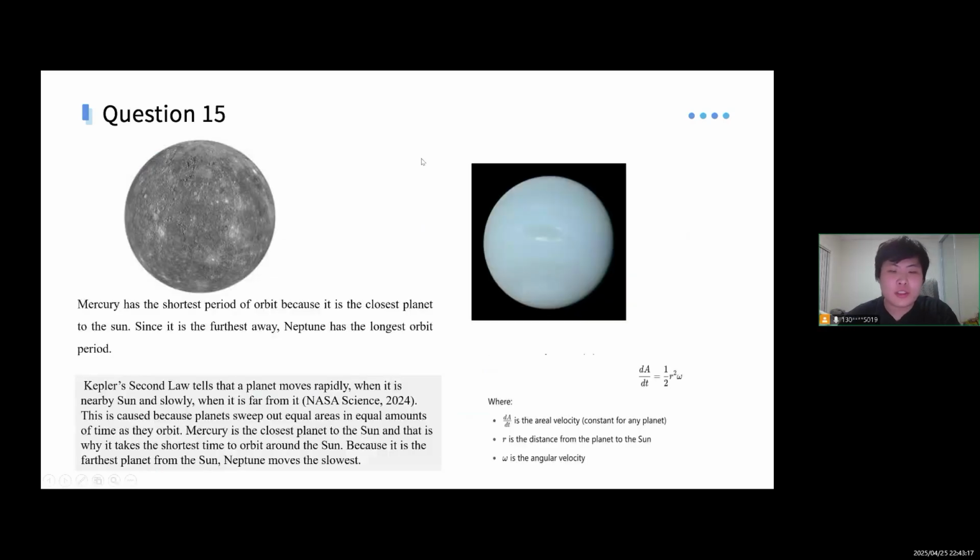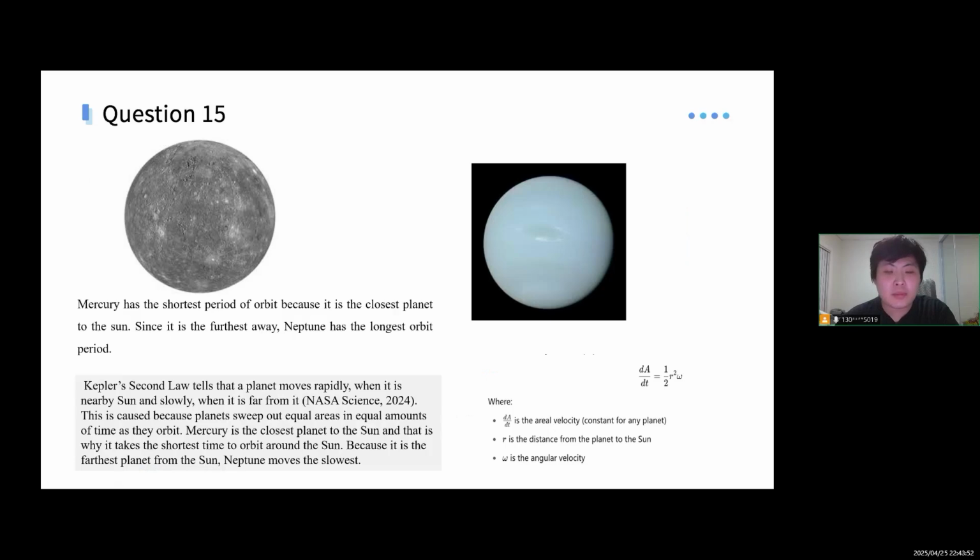This value was very similar for all 4 planets, as Kepler's third law predicts. Mercury is the fastest moving planet around the Sun, while Neptune is the slowest. Mercury has the shortest orbital period because it is the closest planet to the Sun. Since it is the furthest away, Neptune has the longest orbital period. Kepler's second law tells us that a planet moves rapidly when it is near the Sun and slowly when it is far from it. This is because planets sweep out equal areas in equal amounts of time as they orbit.